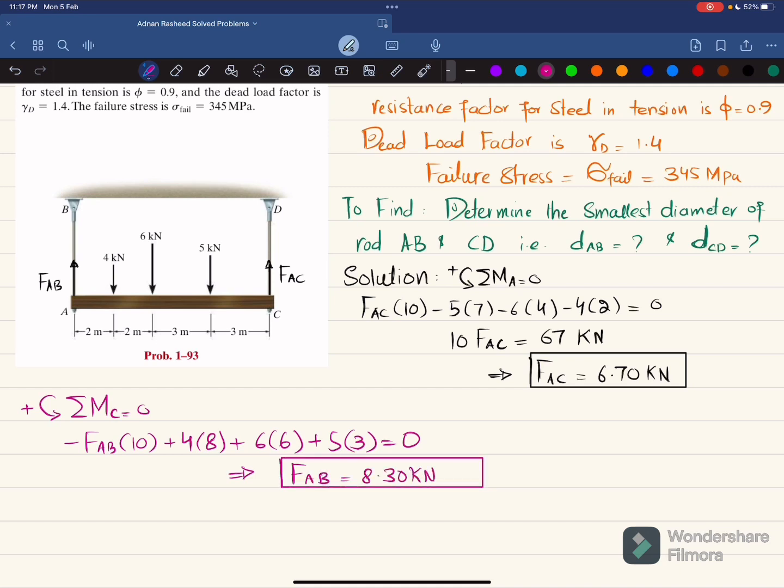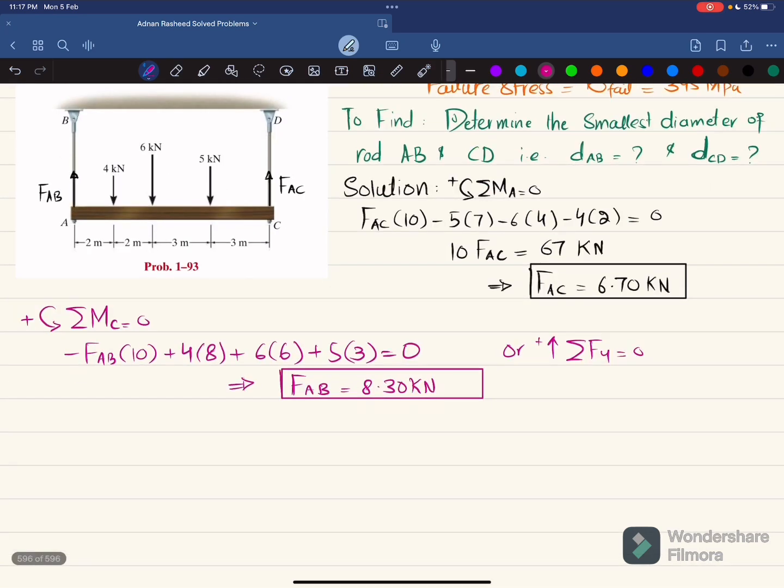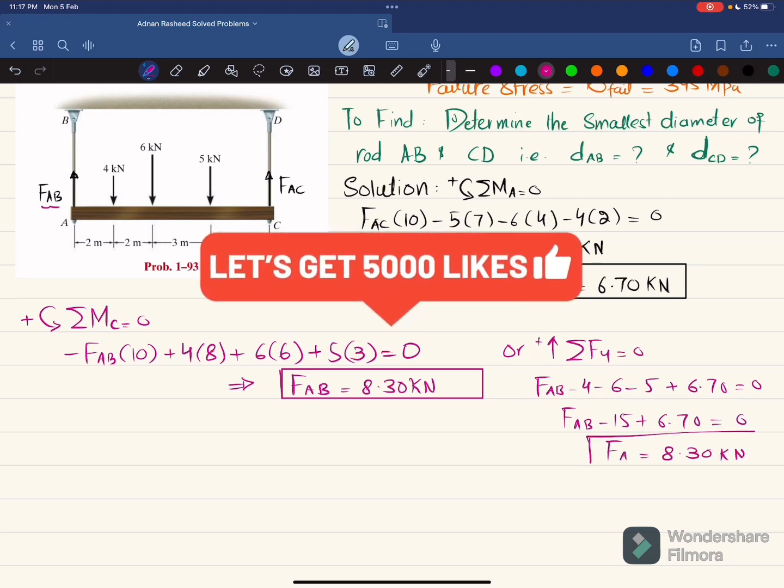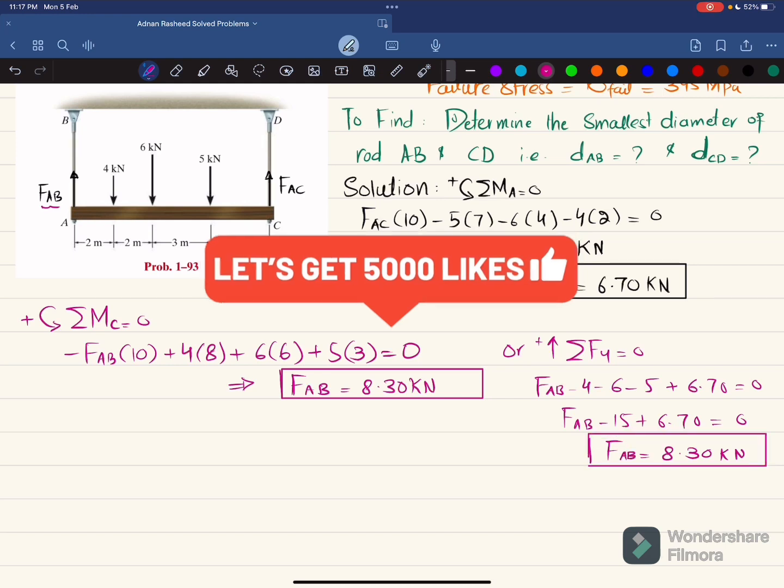You can also find this by using the equation that the sum of all forces in y direction must be equal to 0, and upward force is taken as positive. So FAB minus 4 kilonewton minus 6 minus 5 plus 6.70 is equal to 0. So FAB is equal to minus 15 plus 6.70 is equal to 0. So FAB will be equal to 8.30 kilonewton. So you can use any of these in order to find this, but this one is the simplest one.